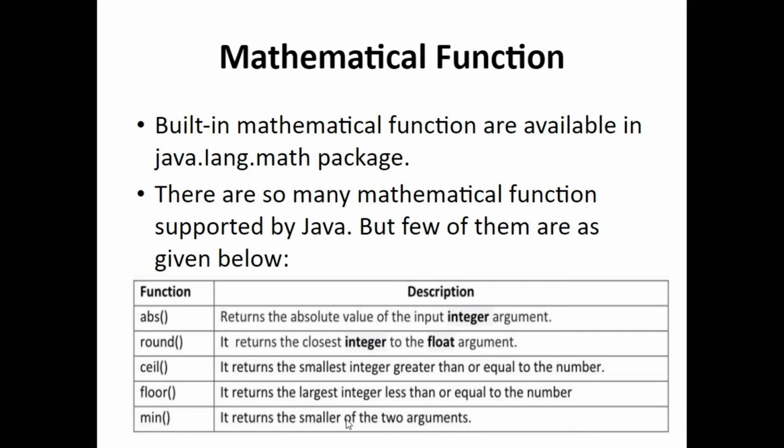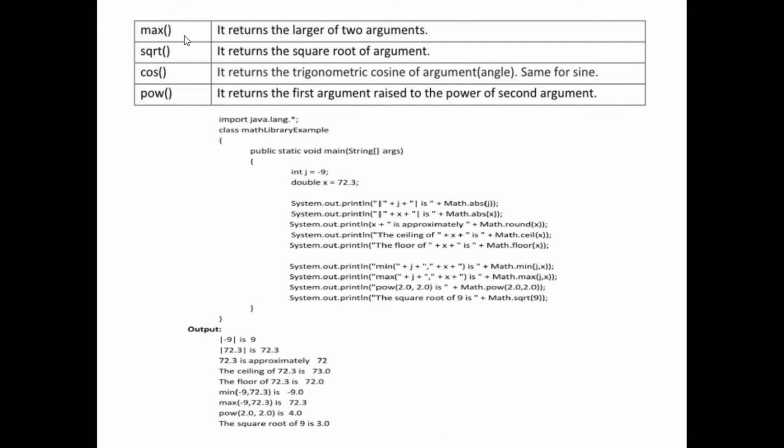Minimum returns the smallest of two arguments. Maximum returns the largest of two arguments. Square root returns the square root of the argument. Cos returns the trigonometric cosine of the argument, that is, we can use this to represent the angle. Same for sine. Power returns the first argument raised to the power of the second argument.